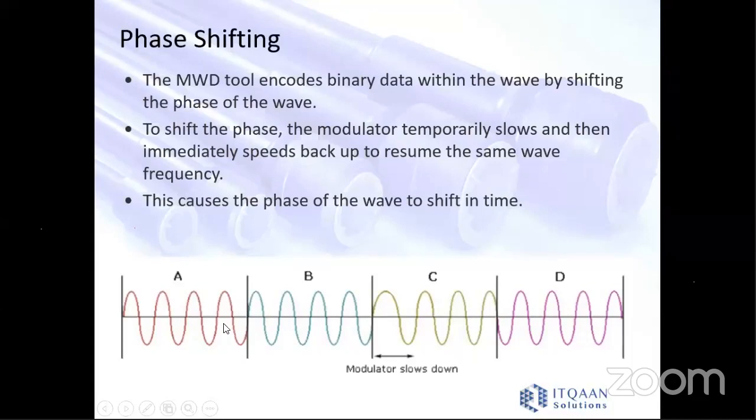Here we have this example. As we can see, in this area we have a modulated slowdown. That's why we have a bigger distance on this wave.